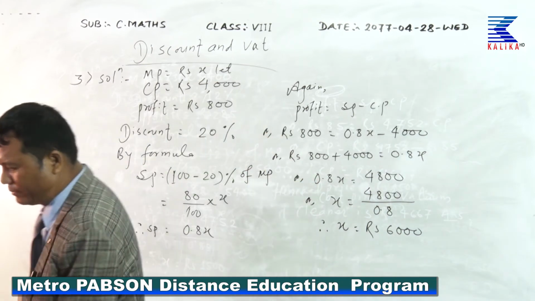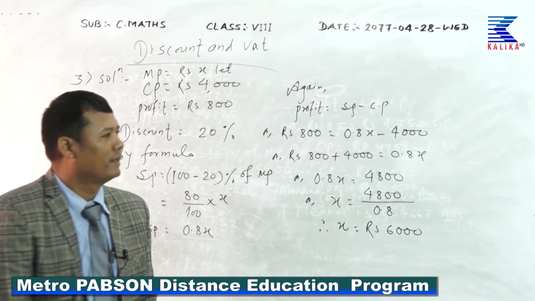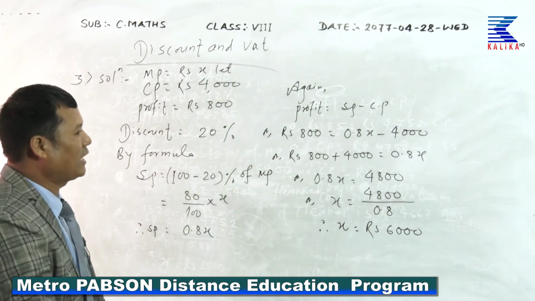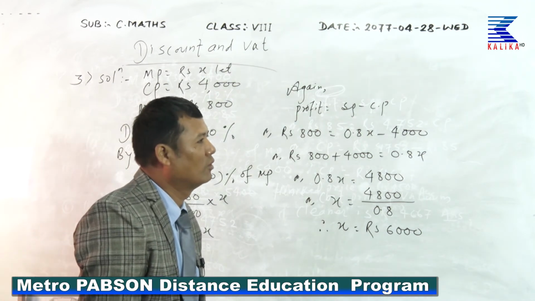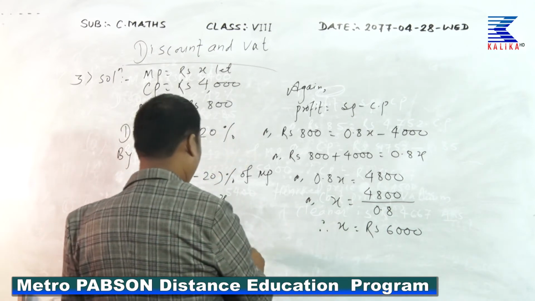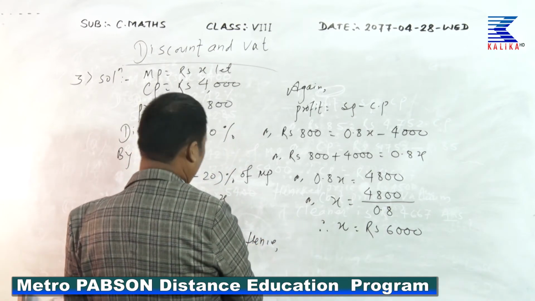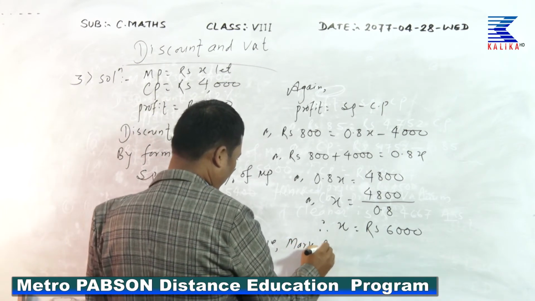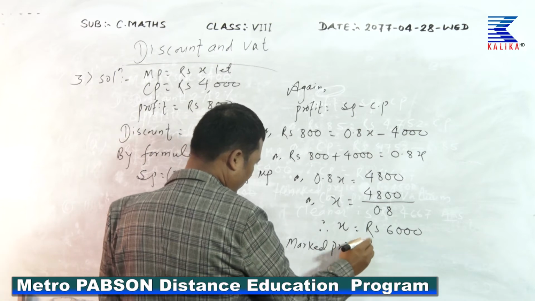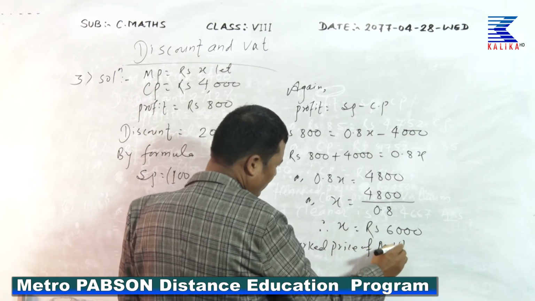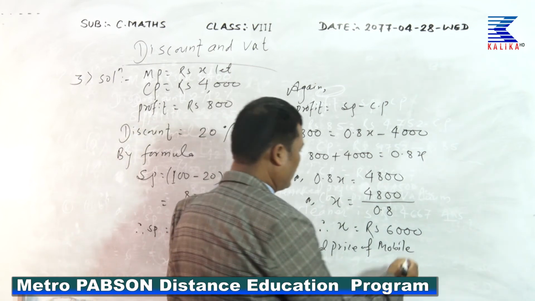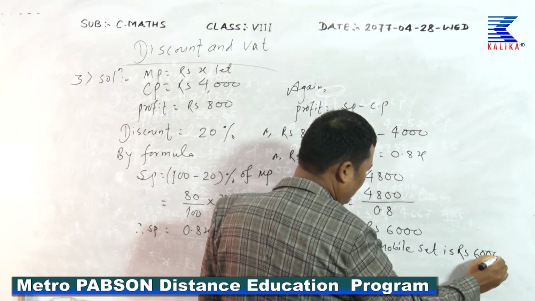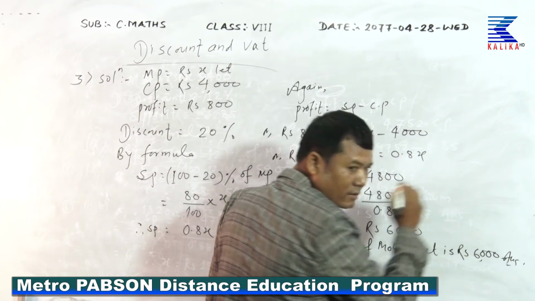What is x? X means mark price. Hence, the mark price of the mobile set is Rs 6,000. Answer.